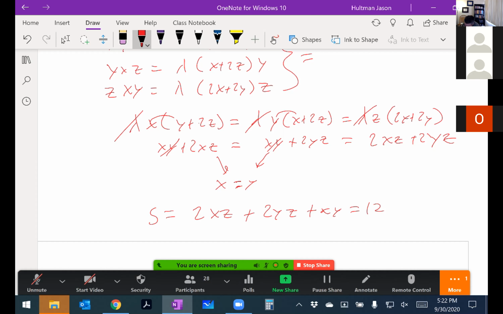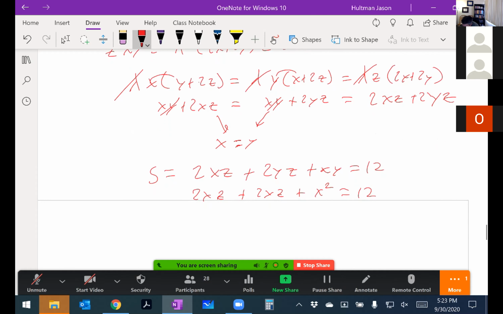Okay. And so what can I do? I can say that x is equal to y. So every time I see a y, I can put an x, or vice versa. Okay, so let's say this is 2xz plus 2xz plus x squared is equal to 12. Okay, so that eliminates y.